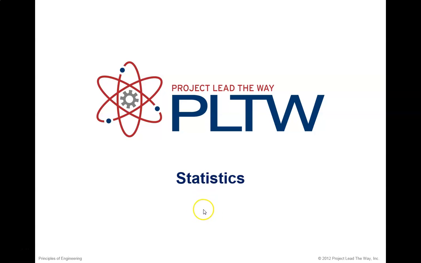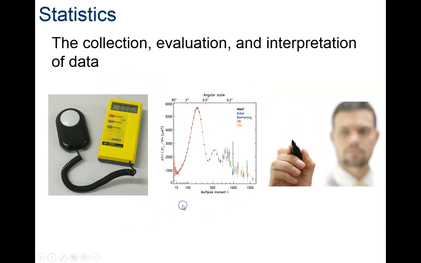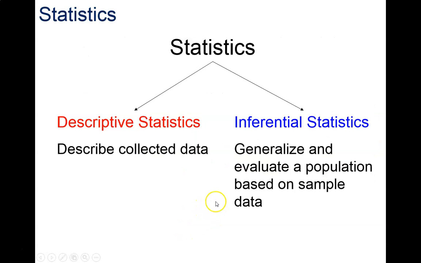Hello, today we're going to be looking at statistics, which is basically a way of dealing with numbers. As engineers, you'll get a lot of numbers, so it's helpful to be able to deal with them. Statistics is the collection, evaluation, and interpretation of data. As an engineer, you might get all kinds of data from a process, or if you're in charge of people, sick days and things like that.